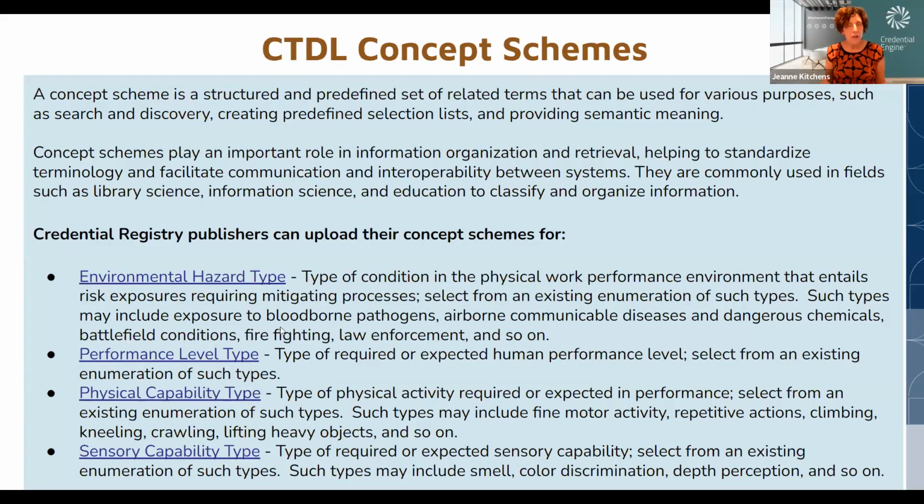And again, every term in the CTDL is defined. And so these types, environmental hazard type, performance level, physical capability, and sensory capability, all have a definition. What you're seeing here is verbatim the definition in the CTDL for each one of these types. So for describing a job, for example, if you wanted to describe a job that had performance level types, or physical capabilities, or environmental hazards, you can include that information with the job.